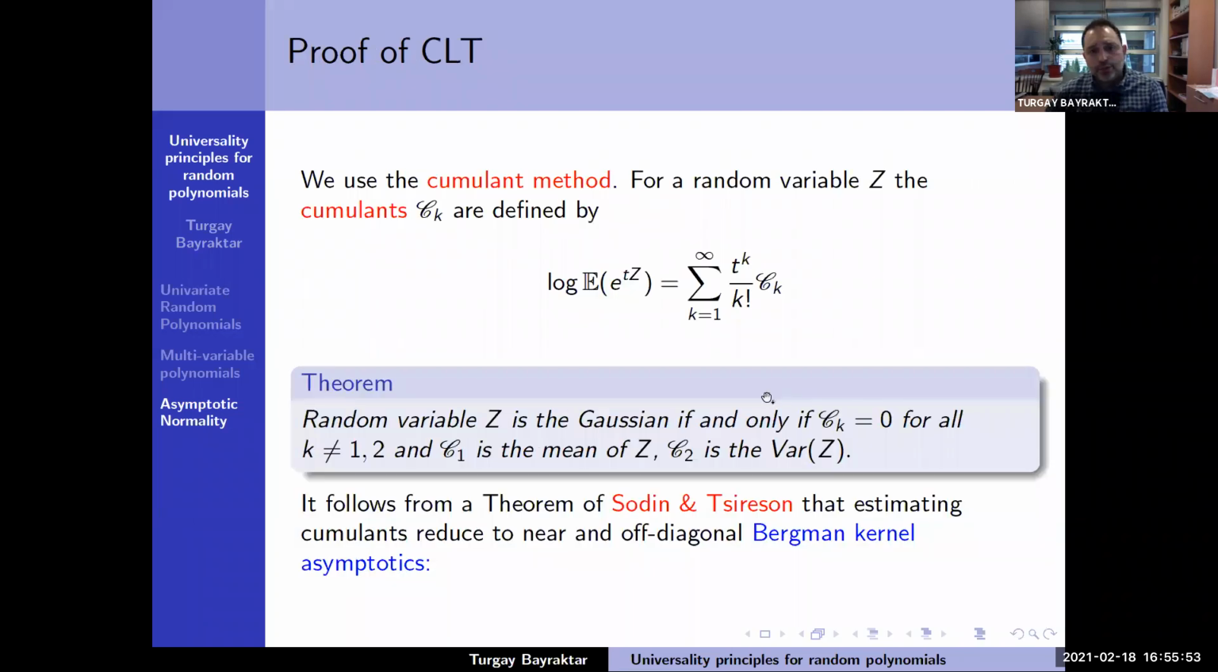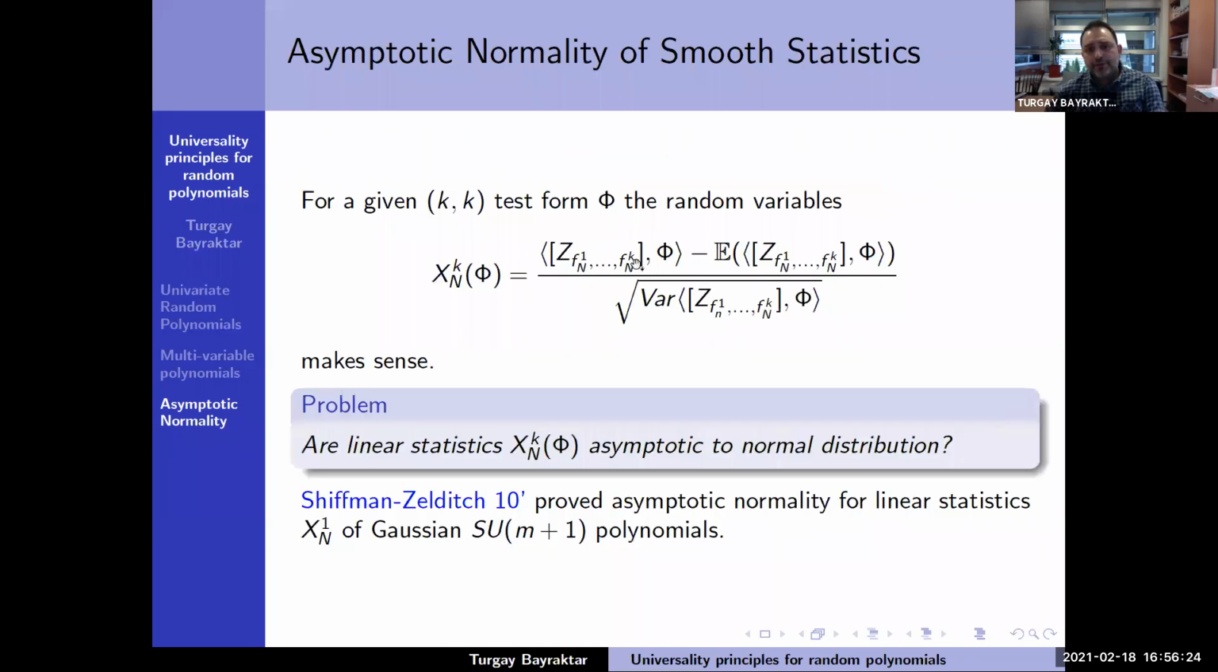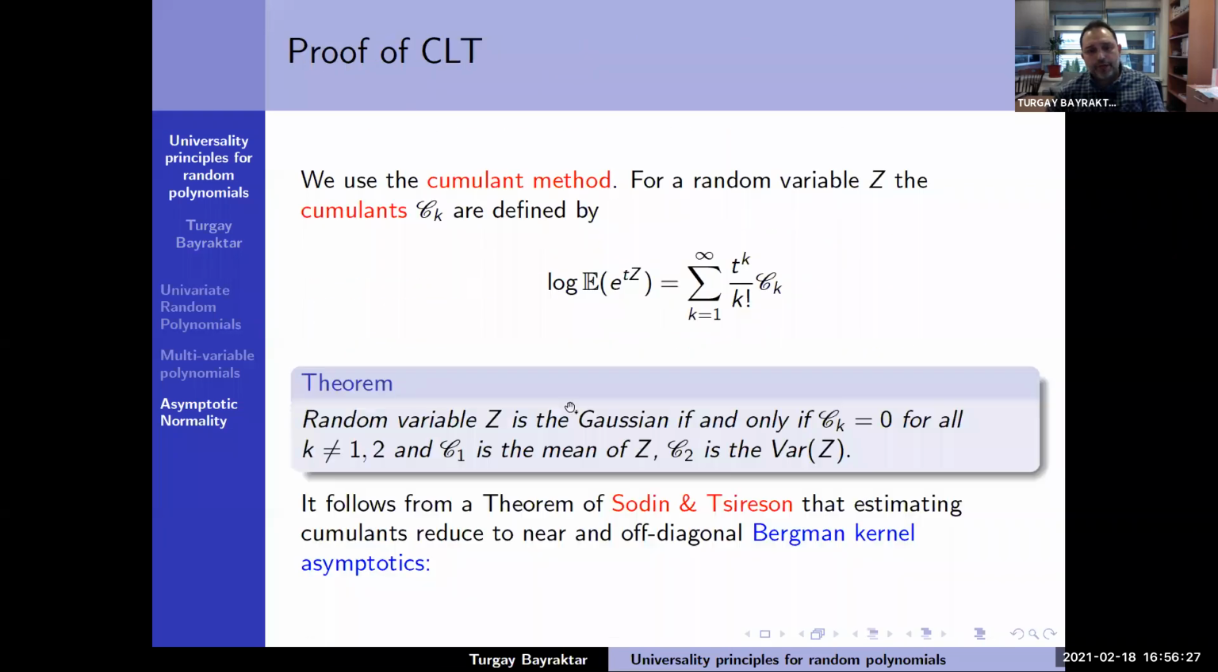The idea is to use the cumulant method. Remember, for a random variable Z, you define the cumulants through the log of the expectation of e^{tZ}. On the right-hand side, these are the cumulants. The classical result tells you that the random variable Z is Gaussian if and only if these are 0 for all k except for 1 and 2. The first one is the mean, the second is the variance. In my case, because I use normalized random variables, the mean is 0 and the variance is 1. So I know what these numbers C1 and C2 are.